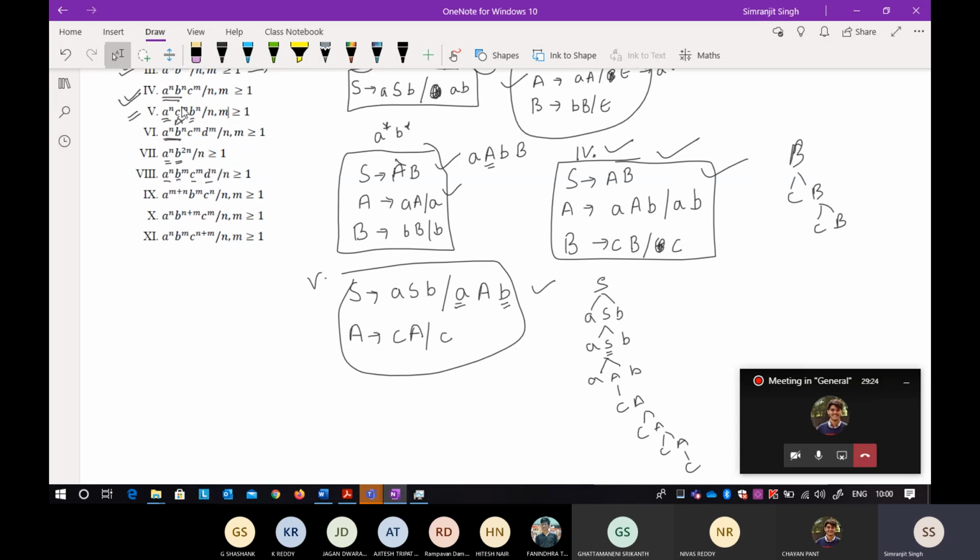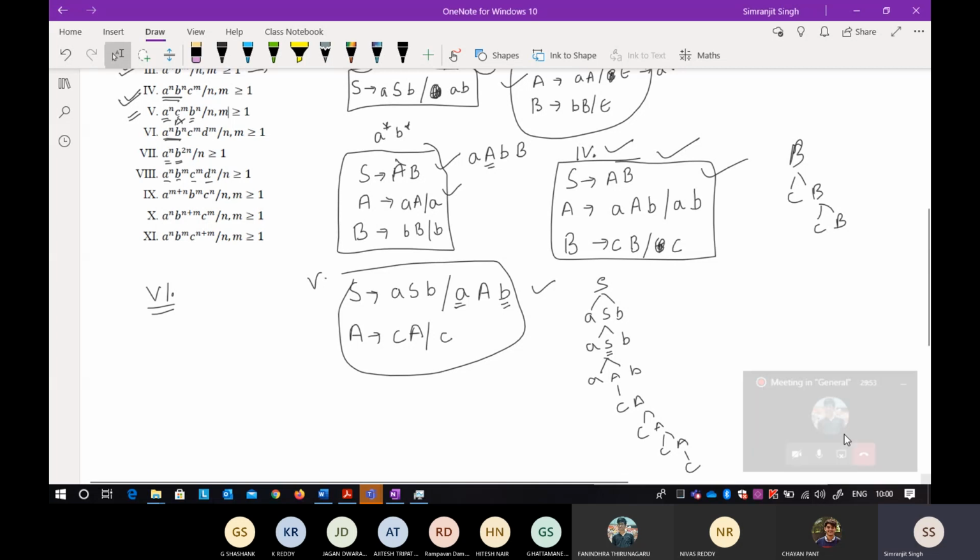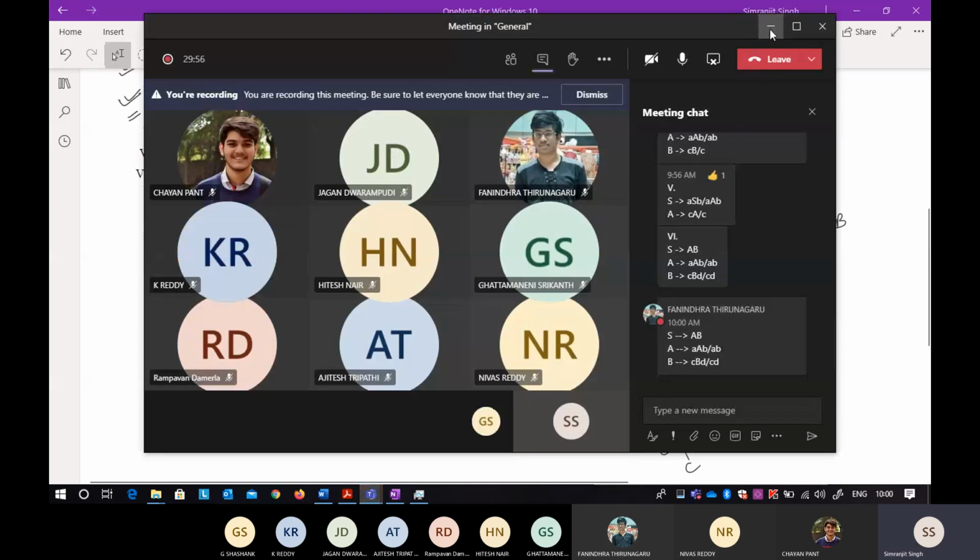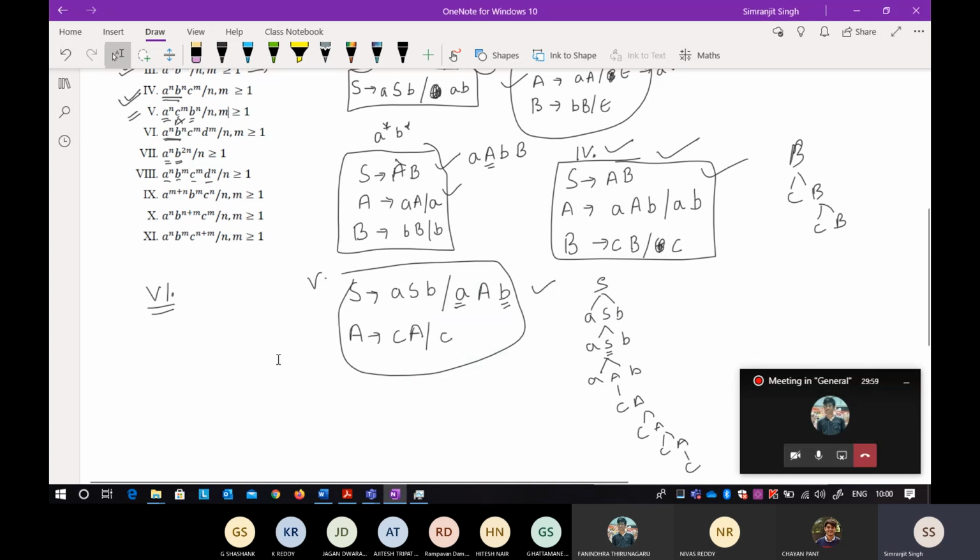There is only a little bit of difficulty in the fifth one, but now I think the sixth question is a very easy one. So just try it. I think you can easily do this. Yes, anybody has a doubt? If anybody has a doubt, just shout. I can clear your doubt.